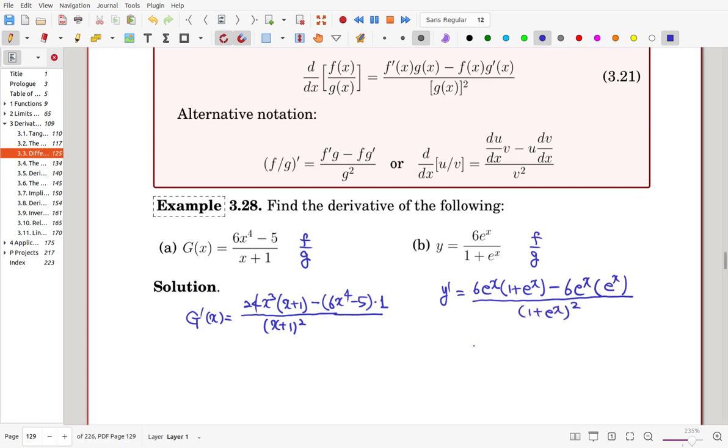Okay, we can easily simplify it. Now here 6e to the x is the same as this one, so the remainder is 6 e to the x alone, and the bottom is the same, 1 plus e to the x squared. That's the derivative. Okay.